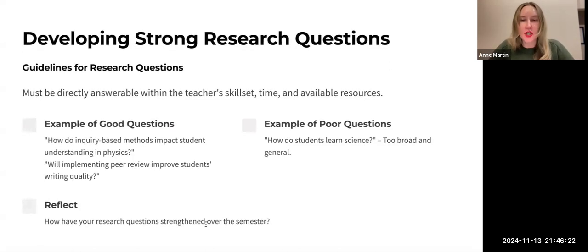So research questions, I talked a little bit about that, must be directly answerable given the skill set, time, and available resources. I know time is such a challenge, as are resources. So good questions are things that you can collect data to answer and that position the relationship between your variables, so your intervention and the outcome that you are hoping for. Some examples: inquiry-based methods impact understanding; improve students' writing quality.